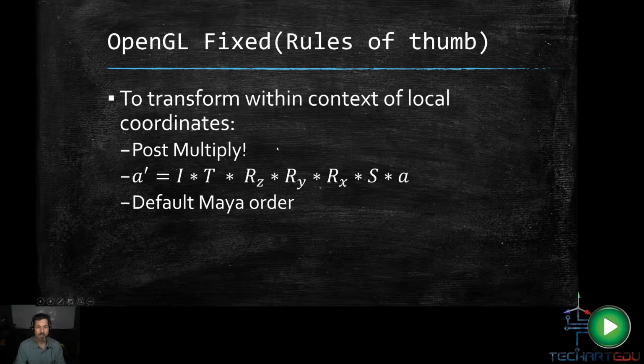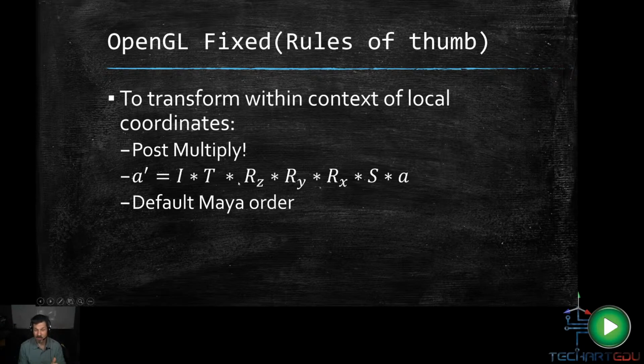It's called post multiplication. In other words, in order to create this final matrix, what they do is they take the identity matrix, multiply it by the translation, and then the rotation of Z, Y, X, and then the scale, and then what you end up with is one final matrix. This is called doing it in post-multiply.